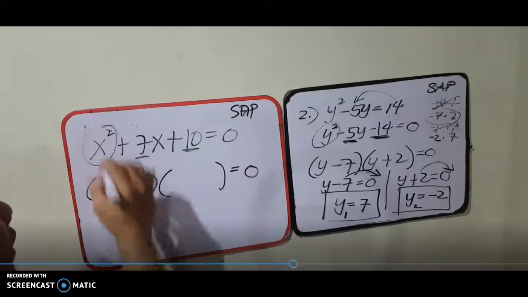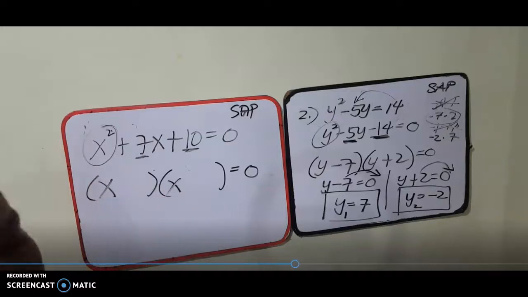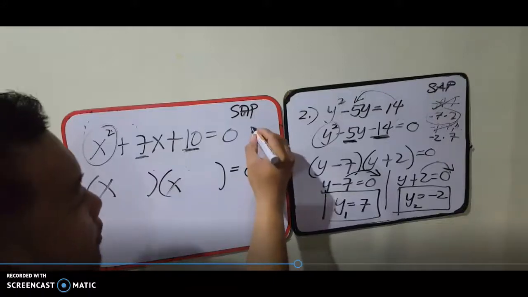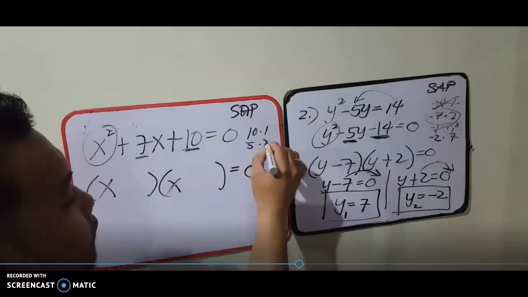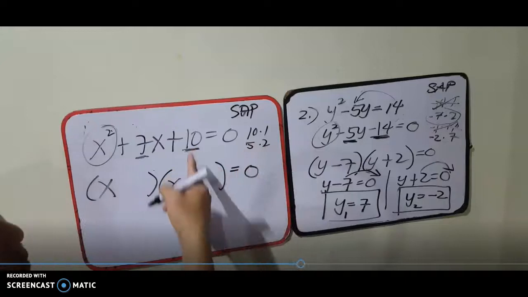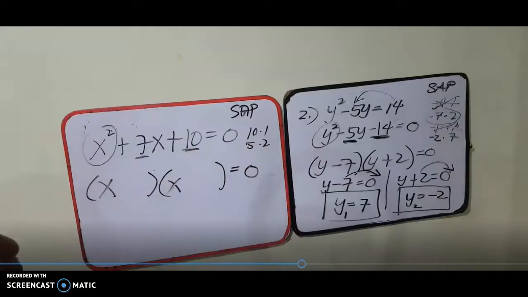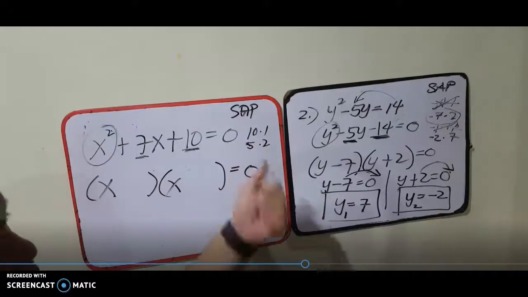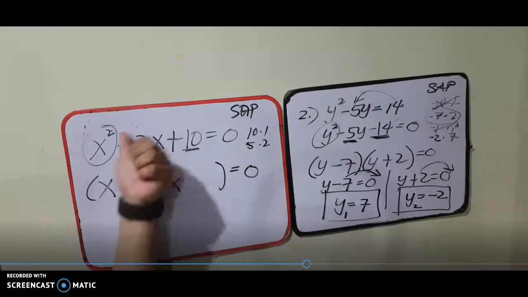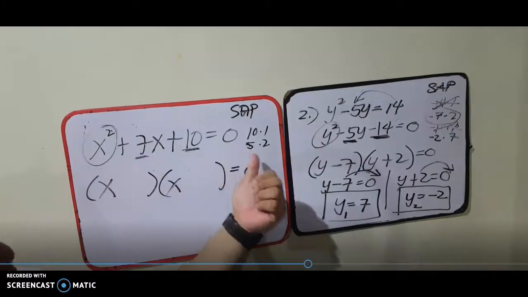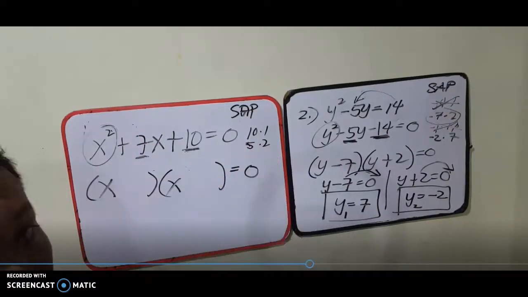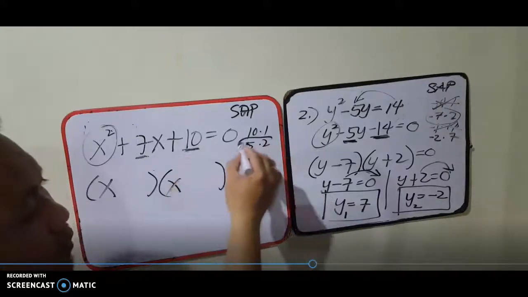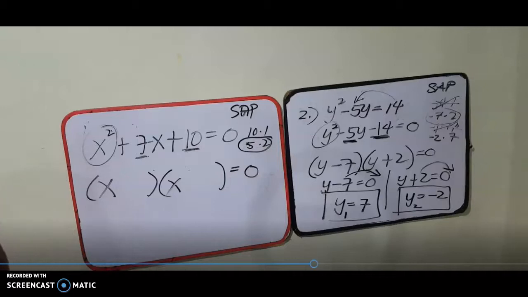So the factors of x squared will be x times x. Then let's find out the factors of 10. That will be 10 times 1 and 5 times 2. Both of these are positive, since the middle term is positive, so we need to say the two factors are positive. Which of these two factors when added gives the sum of 7? Of course, that would be 5 and 2.